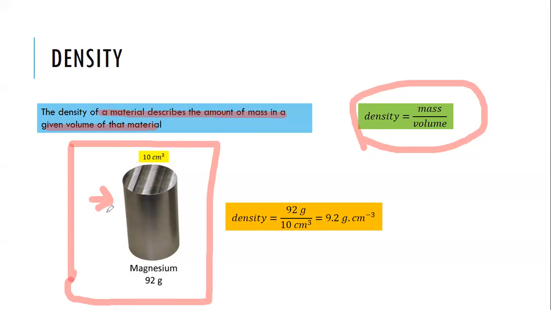You have a piece of magnesium and you know its volume: it's 10 centimeter cube. You put it on a scale and saw the mass is 92 grams. It's a small piece. How can I calculate the density of magnesium? Very easy. Density is equal to mass over volume. The mass is 92 grams, divided by the volume, 10 centimeter cube. So 92 over 10.